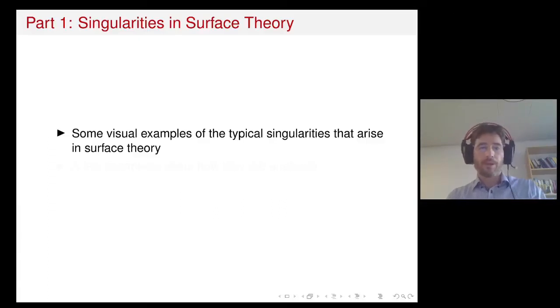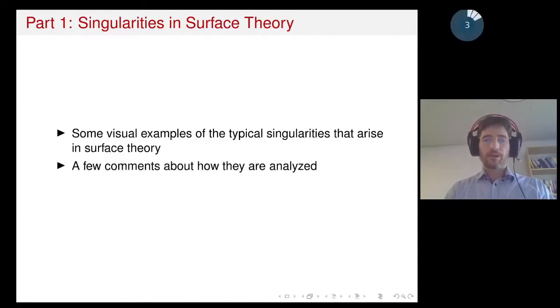So in this part, what I'm going to do is first show you some visual examples of the typical types of singularities that we get in surface theory, and something about how they arise, and then just a little bit about how you can analyze these singularities. So if you already know about singularities in surface theory, you can probably skip this part and go on to the part about spherical surfaces.